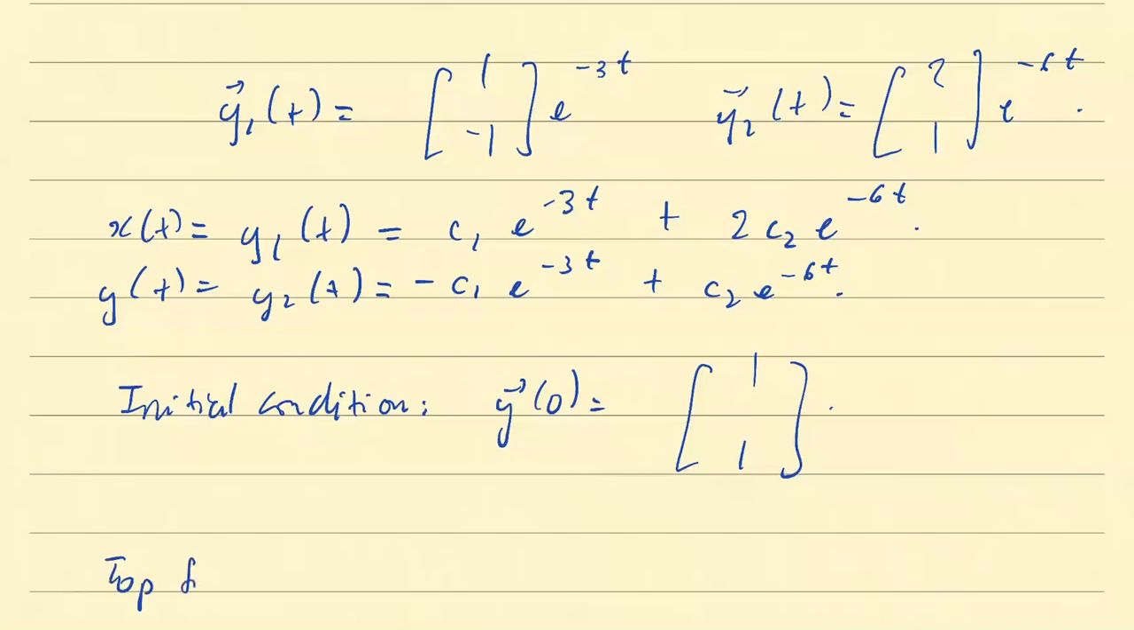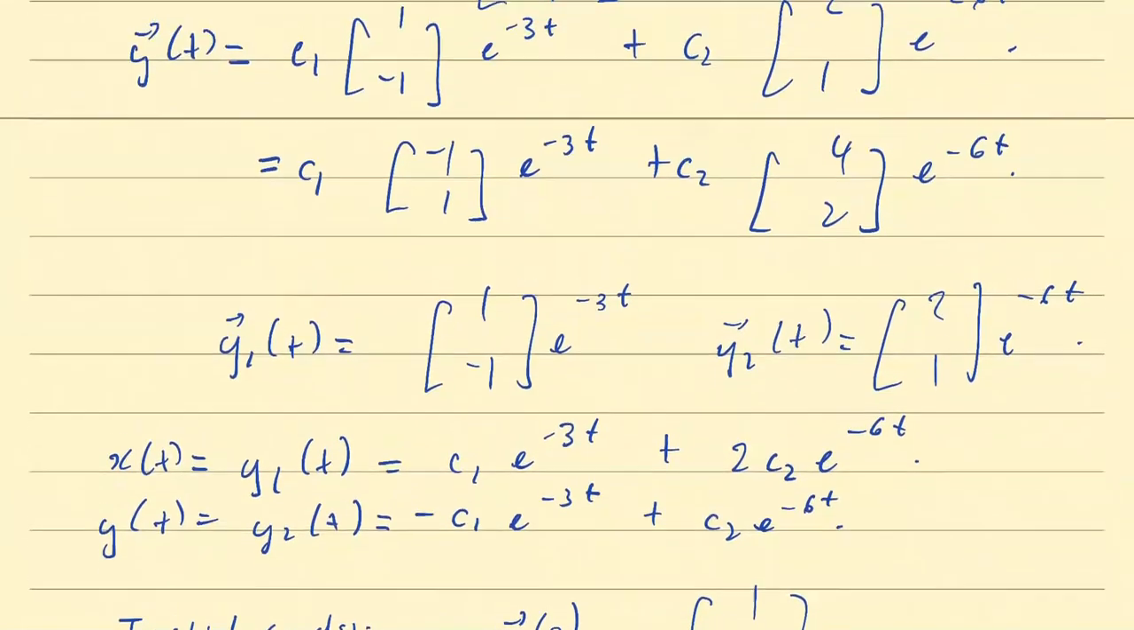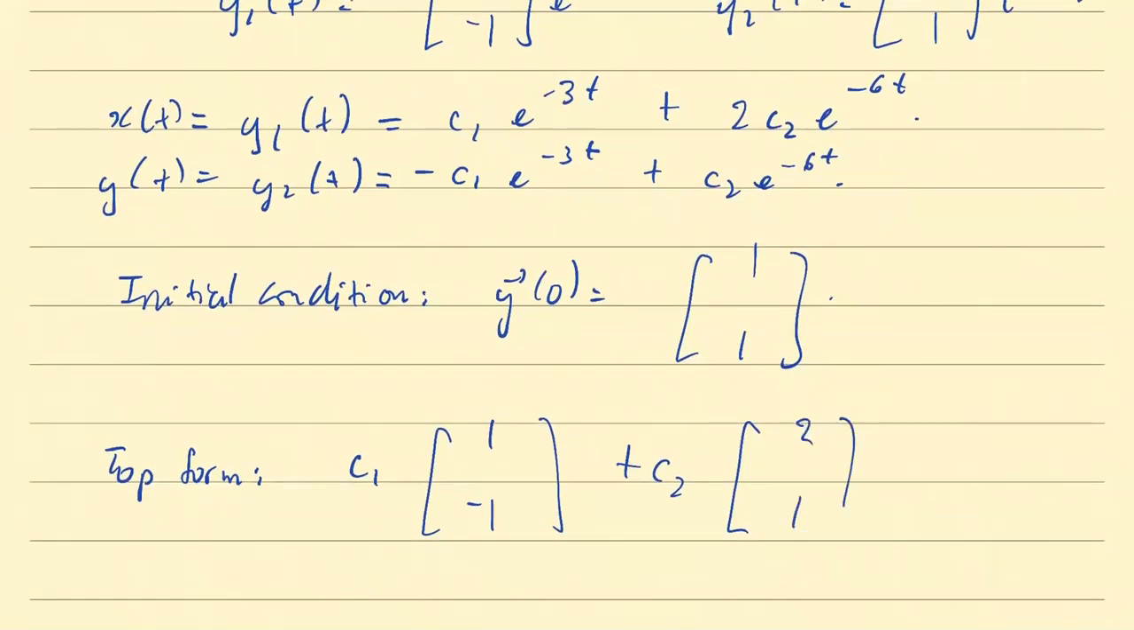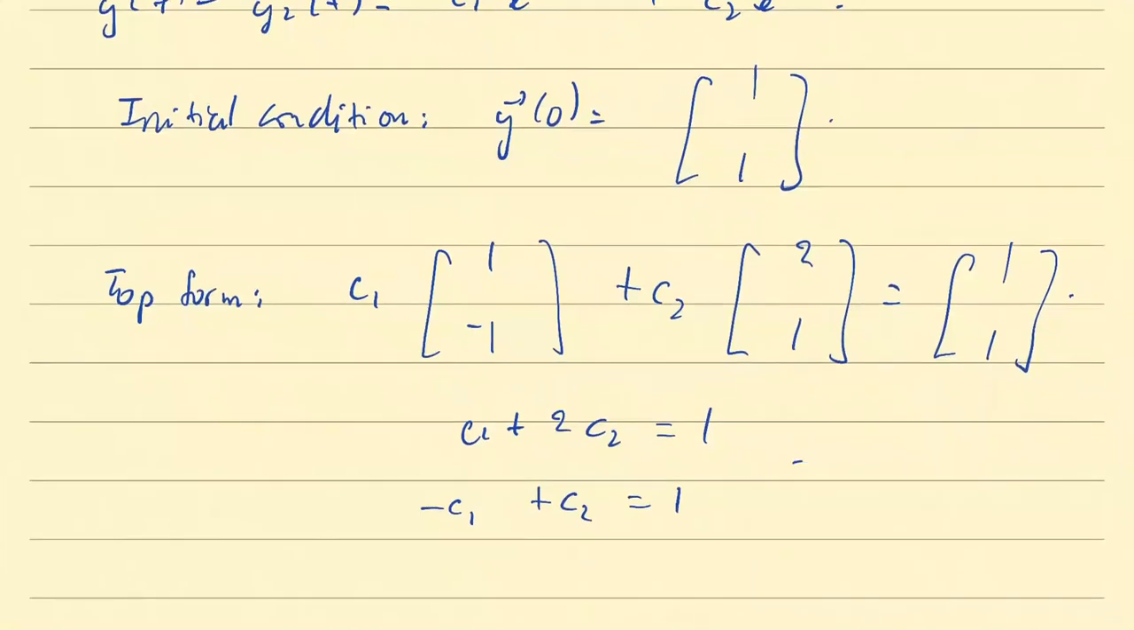Top form would be C1 times (1, -1) plus C2 times (2, 1) is equal to (1, 1). Okay. So here you just use your knowledge of linear systems to solve it however you want. If the system is not too hard, then you just do the straightforward thing. So here you get C2 is 2/3, and then C1 is going to be -1/3, right?